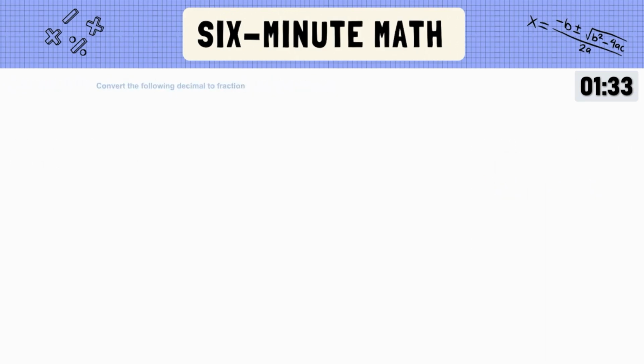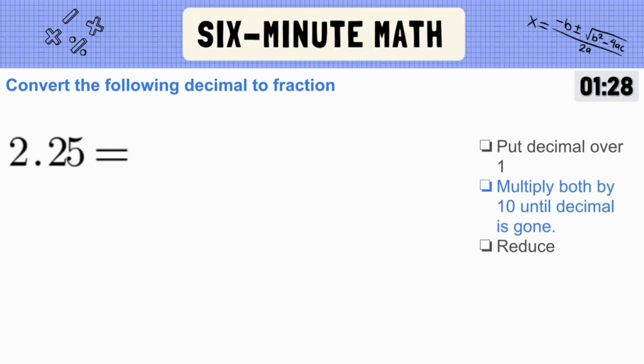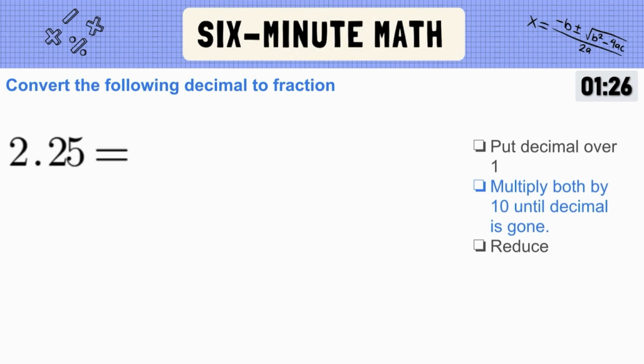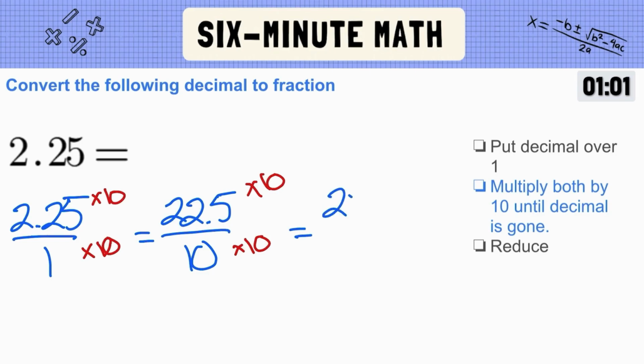One more example here of decimal to fraction. I'm going to convert 2.25 using my steps. So my first step is to put it over 1 and multiply top and bottom by 10 to get rid of my decimal. First step, 22.5 over 10. I do need one more step here of multiplying by 10. I have 225 over 100.